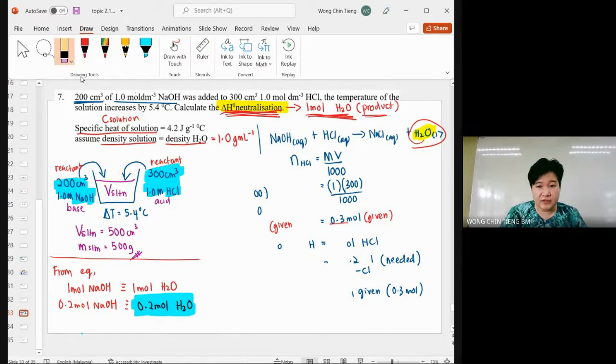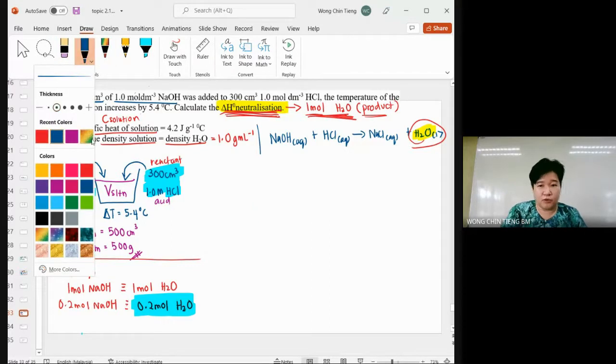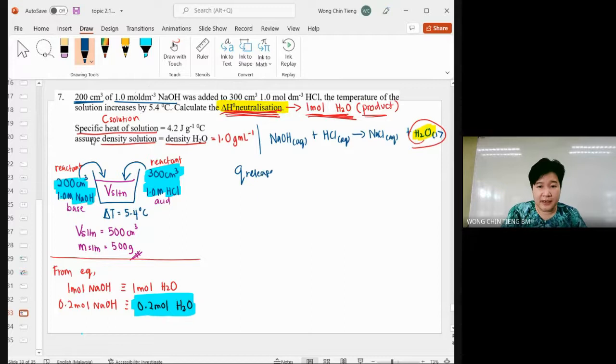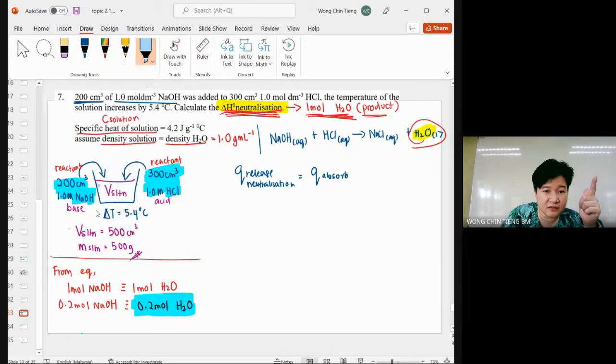We can move on to the calorimeter concept. So the heat release right now by the neutralization. Everybody knows that neutralization will release heat. So okay, heat release by neutralization. Siapa akan absorb untuk neutralization? Soalan cerita tak apa-apa pasal calorimeter? Tak ada. Alright, tapi apa yang kita ada dalam ni? Solution. Haba akan diambil oleh apa?